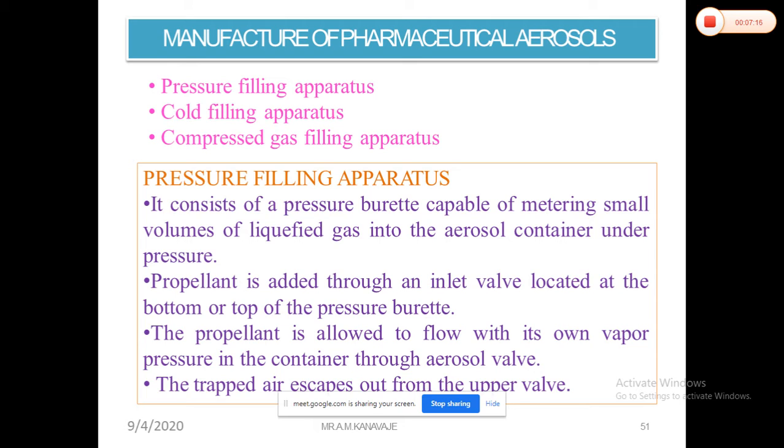So the aerosol concentrate, as I have discussed, you first have to prepare the product concentrate. The aerosol concentrate is prepared according to the generally accepted procedures, and the testing is also carried out. Testing during the preparation of the concentrate will save time as well as money. If you are adding the propellant to a product concentrate, at that stage only you have to perform some quality control tests. Those quality control tests we'll discuss in the next topic.